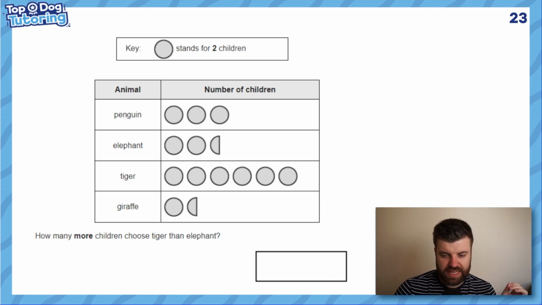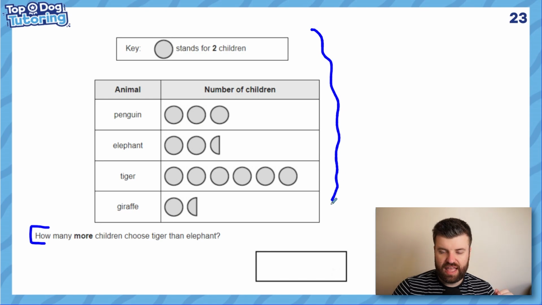Right, so let's read it. How many more children choose tiger than elephant? I always find with statistics, we can read the question, sure, but it's also good to just look at the information we're given, that data, to see if we understand it properly. So each circle is 2 children. We have the animals here and the number of children who picked it.